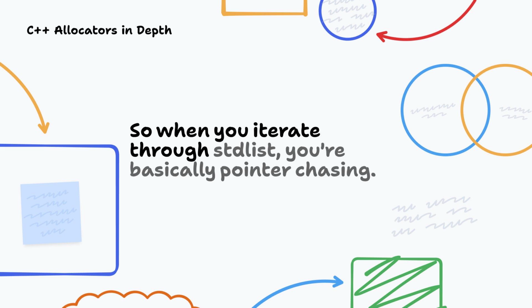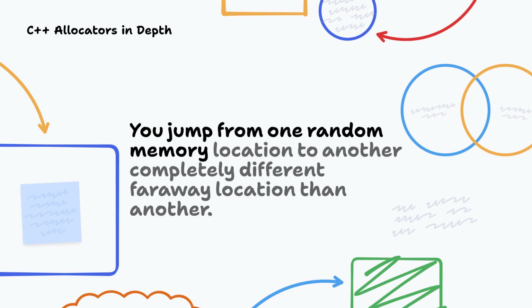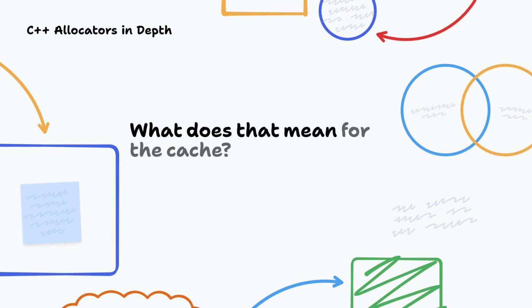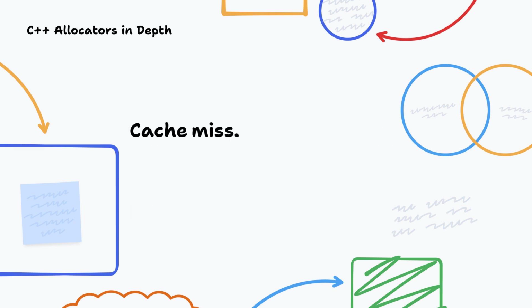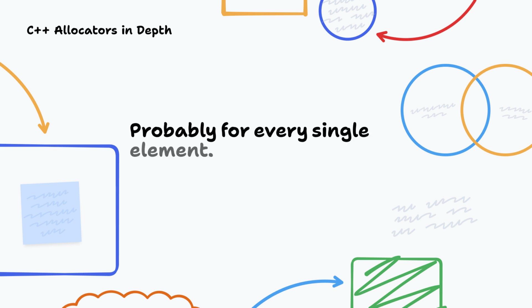So when you iterate through std::list, you're basically pointer chasing. You jump from one random memory location to another completely different, faraway location, then another. What does that mean for the cache? Cache miss. Cache miss. Cache miss. Probably for every single element.